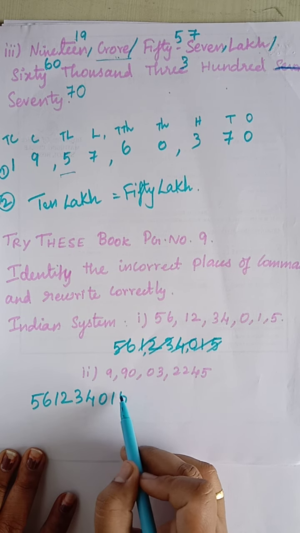Yes. So next question. For the next question also we have to take that number and write it simply. So 9 9 0 0 3 2 2 4 5. We have to put the commas in the Indian system: 1 2 3 comma 1 2 comma 1 2 comma 1 2. That's all. Very simple. Okay.